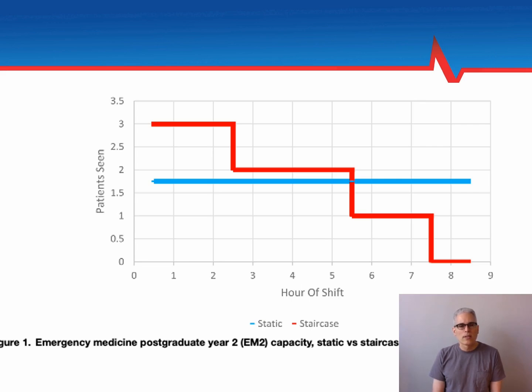So the blue bar is what most people use when they try to do staffing. If you utilize the red line, the stair step, it actually gives you a better idea of how many patients in any particular hour a provider is seeing. The area under the curve for these two is exactly the same, but the way those new patients per hour are processed are very different, and this has some significant downstream effects.